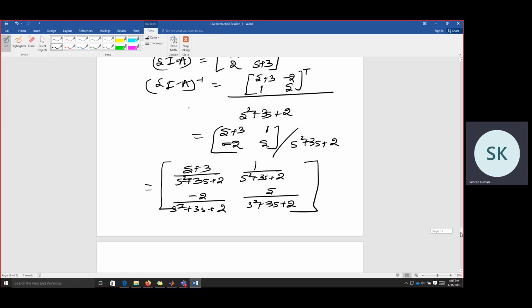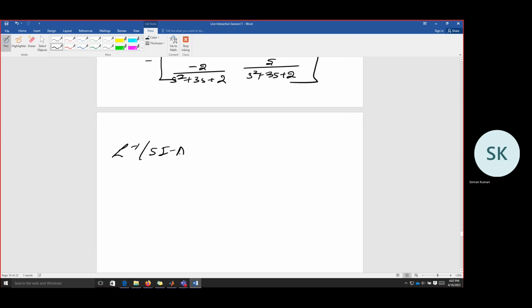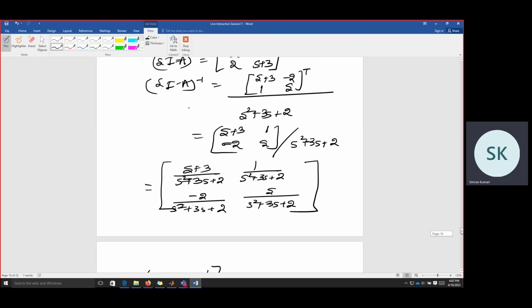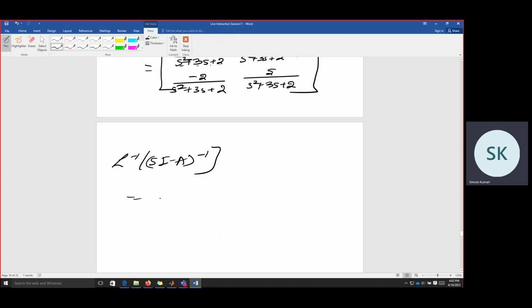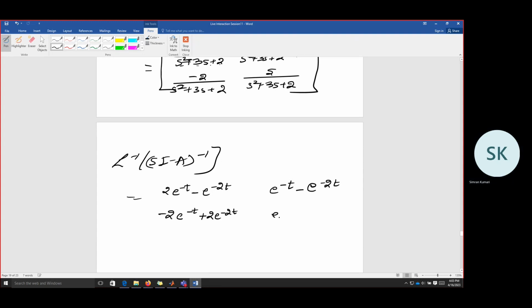Now we have to take the Laplace inverse of this one. What do we get? From there, we can do partial fraction decomposition of these terms. We can have s plus 2, s plus 3, and corresponding numerators, we can find out what would be the value. So when we do partial fraction and find the Laplace inverse, we get e to the minus t minus e to the minus 2t, then minus 2 e to the power minus t plus 2 e to the power minus 2t, plus 2 e to the power minus 2t. So this is what we have as phi t.